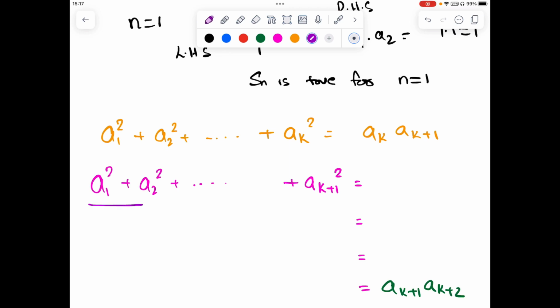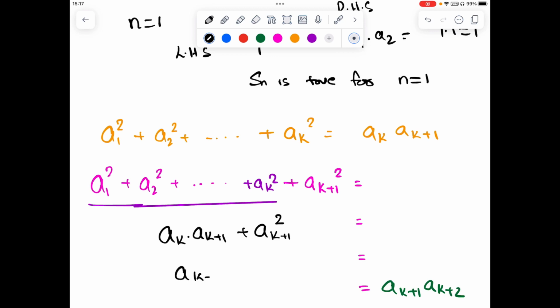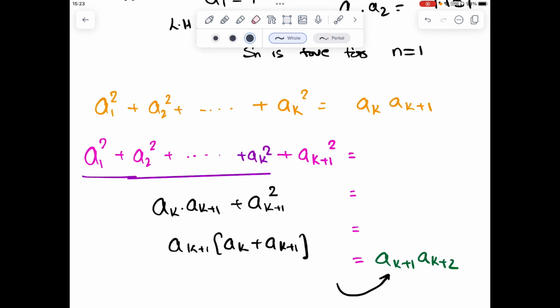Now this entire thing, before the last term ak plus 1 square, goes under the assumption. What was that assumption? ak times ak plus 1 plus ak plus 1 square. So what can I take common? ak plus 1 common. So what is left over? ak plus ak plus 1.